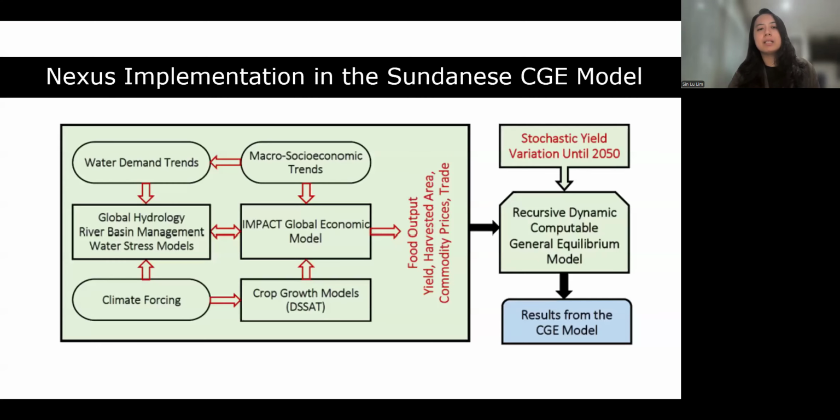So if you can see from the slide, the diagram shows how different factors like water use, climate change, and socioeconomic trends are connected to predict future food production and economic outcome. It starts by analyzing the water demand and climate condition, which affect how much water is available for crops. Then the model will simulate the crop growth based on these conditions. And all this information will be fed into the economic model that projects food production, prices, and trade.